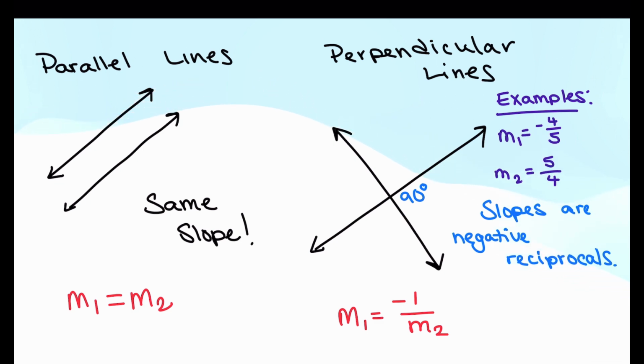Or here's another example. If one line has a slope of negative 4/5, the other line would have a slope of 5/4. Notice that I changed the sign and I flipped the fraction. So that's what we mean by negative reciprocals, and perpendicular lines always have slopes that are negative reciprocals.